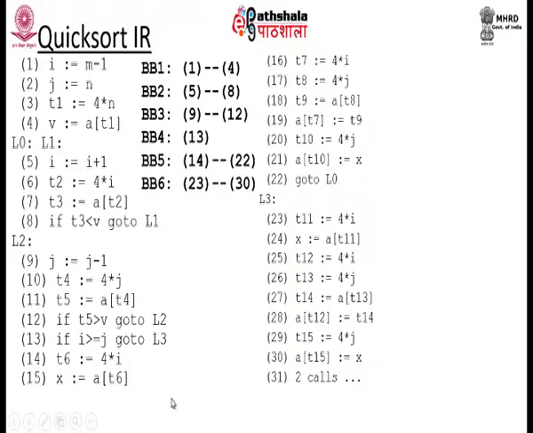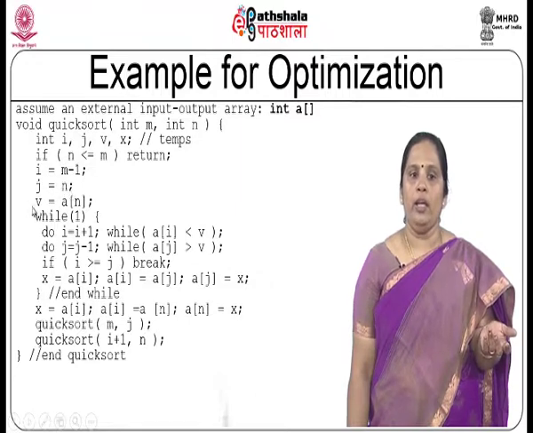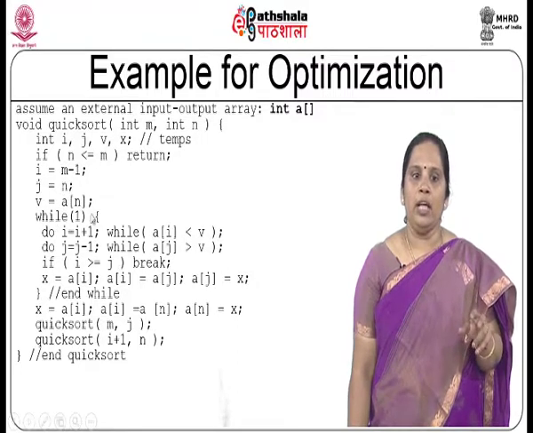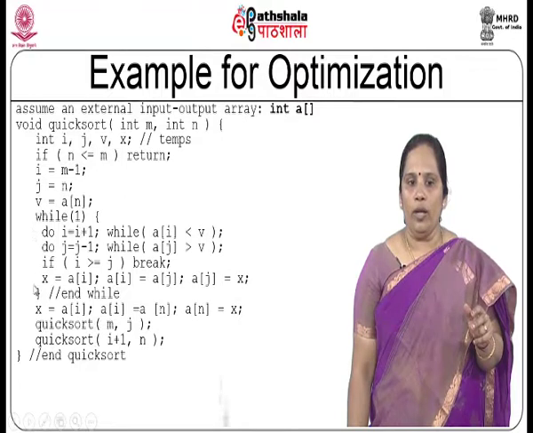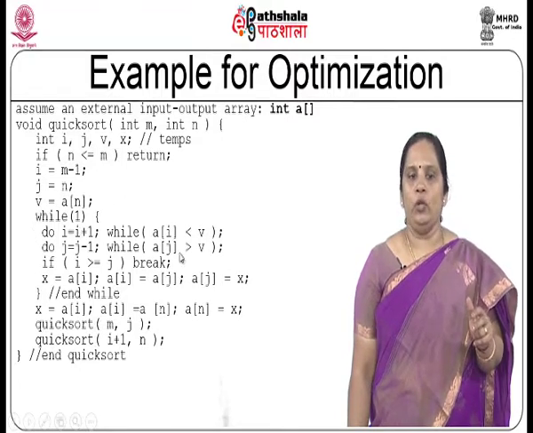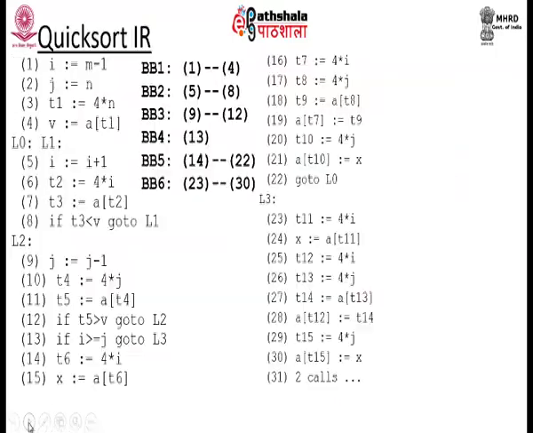So, this program has now been converted into a set of 3 address code. There is no need to discuss this. As you can see, if n is less than or equal to m, i is equal to m minus n, j equal to n, v is equal to a of n. These are the 3 statements which are available here. There is a while and there are going to be 2 recursive calls. I am not looking at the recursive calls. There are 2 whiles here. So, there will be one outside loop, there will be 2 inside loops, and there will be one initialization which is going to be here.